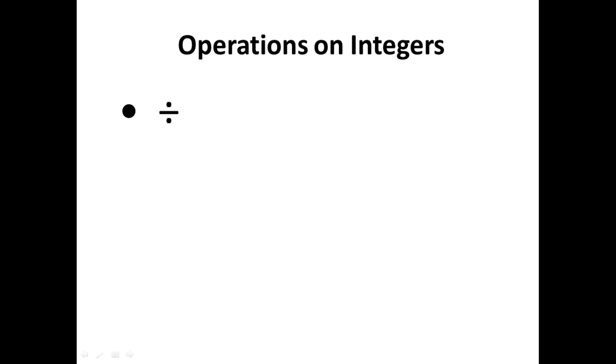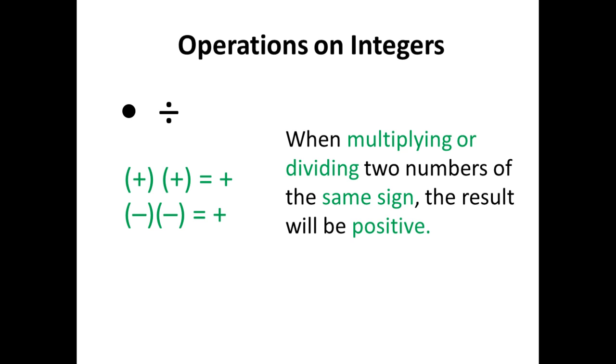Alright, next we are going to finish with multiplication and division. It has two rules that you need to remember. You would multiply and divide integers like you normally would. The only thing that changes is determining the sign of our result. So here are the two rules that you need to remember.